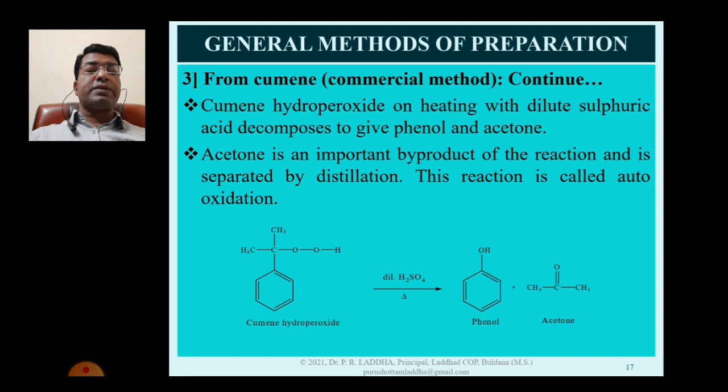This acetone is one of the important byproduct in this reaction because it is one of the organic solvent and it can be separated by distillation. So we can get a pure product of phenol because that byproduct can easily get separated by using distillation method. This reaction is also called as auto-oxidation.